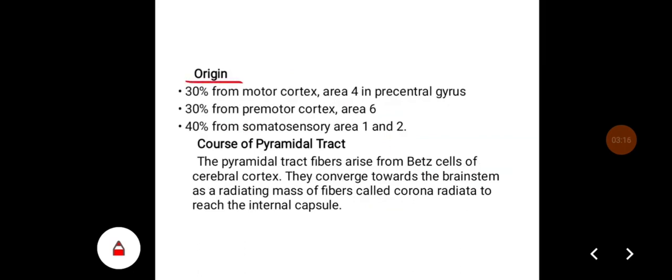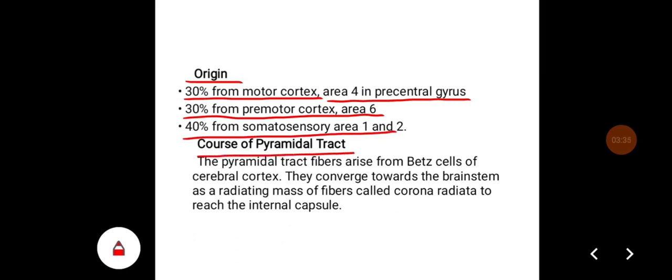See the origin of the corticospinal tract. 30% is from the motor cortex, that is area number 4 in the precentral gyrus. 30% is from the premotor area, that is area number 6, and 40% is from the somatosensory area, that is somatosensory areas 1 and 2. Course of the pyramidal tract.